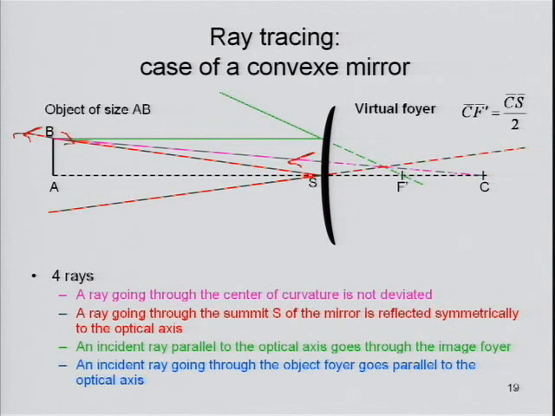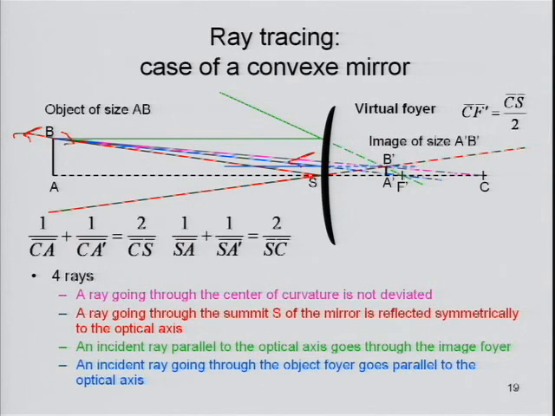So again, I have an intersection, but let's keep going and trace the fourth ray just to be sure. An incident ray going through the object focus, so F prime, so I'm going through F prime right here, goes parallel to the optical axis, so it's reflected this way for real. But if I keep tracing this ray, oh, I do have this intersection. So in this mess, where's my image? Right here.